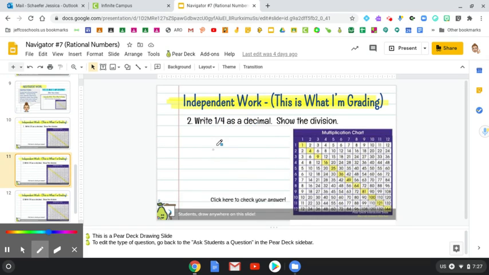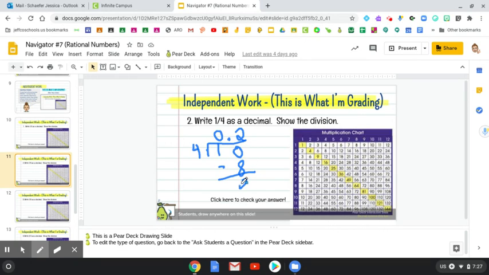1/4. 1 inside, 4 outside. 4 cannot fit into 1, goes in 0 times. I add my decimal, I bring in a 0. 4 fits into 10 twice, which is 8. 10 minus 8 is 2. I have to add in another 0 so that I have a bring down number and can continue my division. 4 fits into 20 5 times. And now I'm to the point where I'm finished. So I get 0.25.